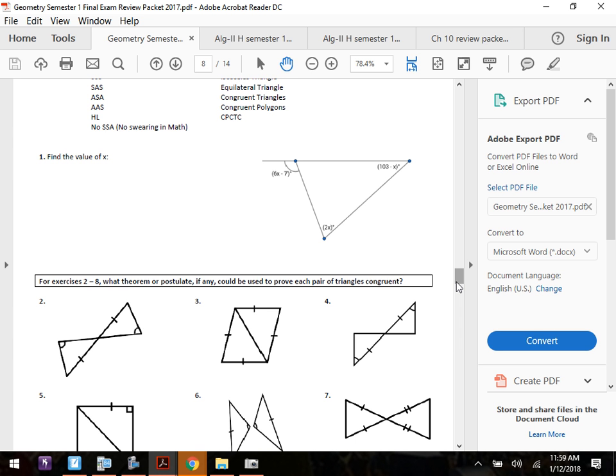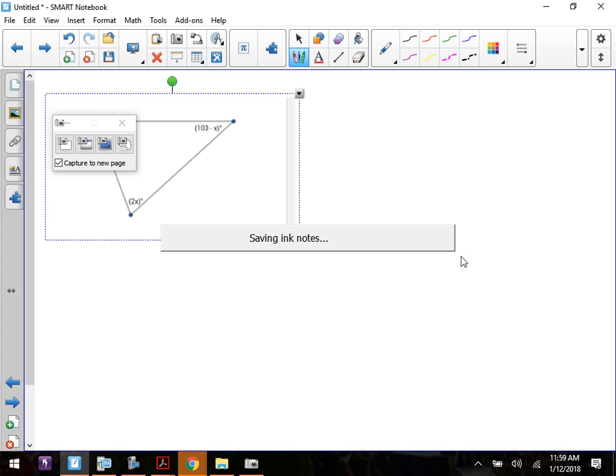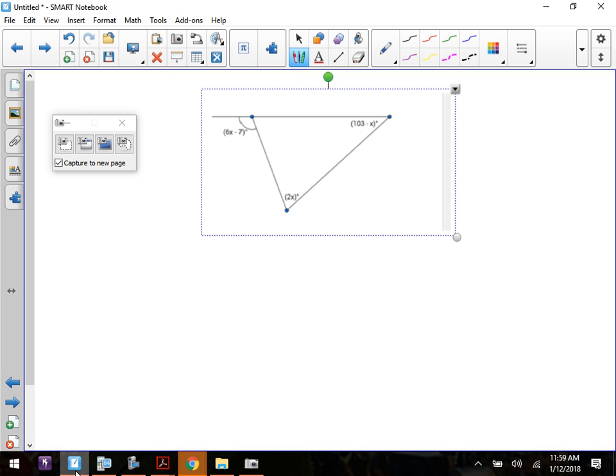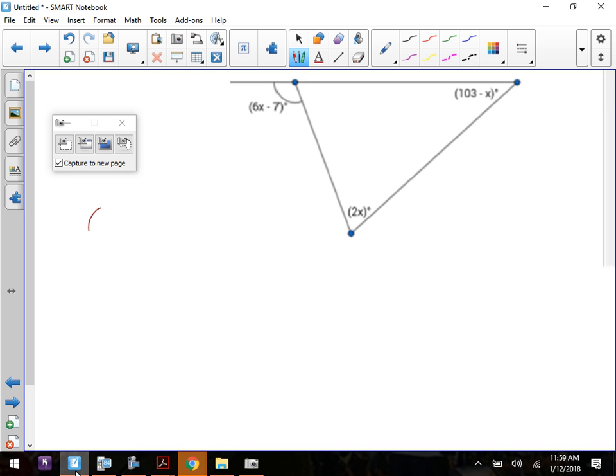For this next one, find the value of x. It's the same problem we just did a second ago about an exterior angle. The angle on the outside is equal to the sum of the two it doesn't touch. So when you put that together, you know that 6x minus 7 has to equal 103 minus x plus 2x. The outside angle equals the sum of the two it doesn't touch.